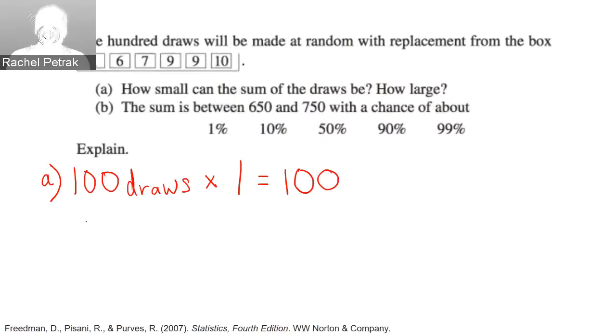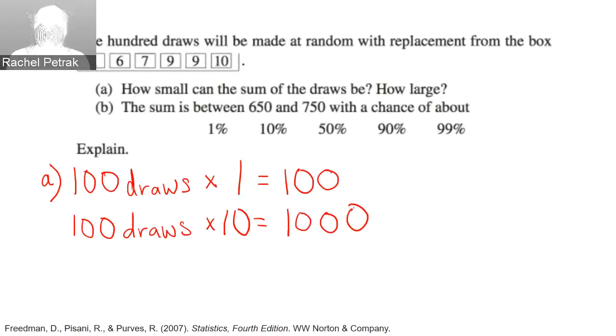How large could it be? Well, again, we have still 100 draws. Remember, they're with replacement. And now we need to look at the highest value in the box. That's 10. So 100 draws times 10 leads us to 1,000 as the highest value that the sum can represent.